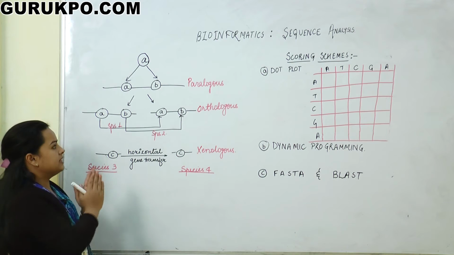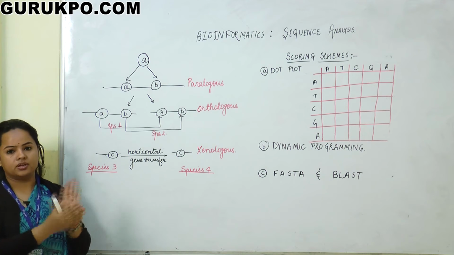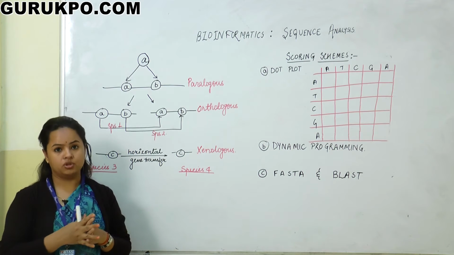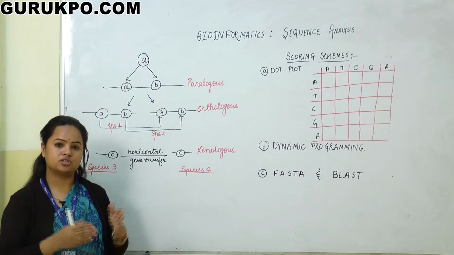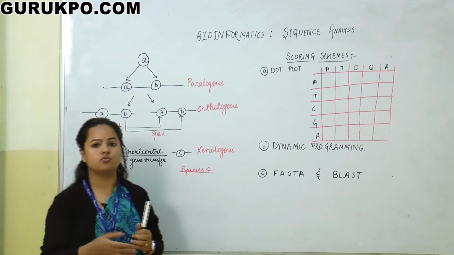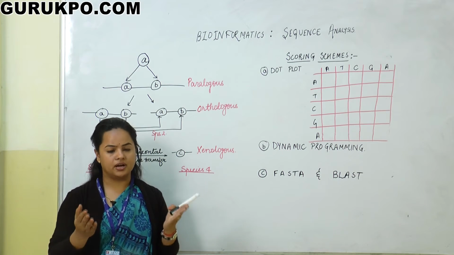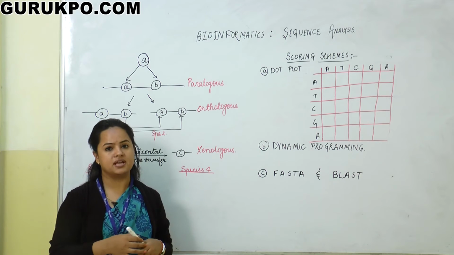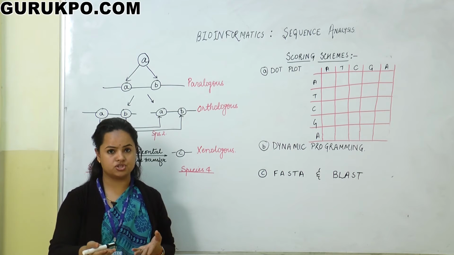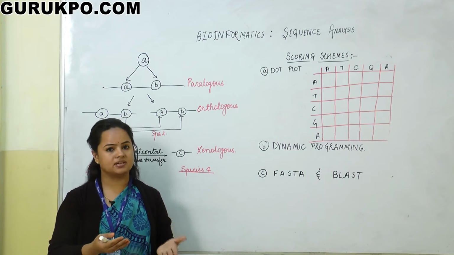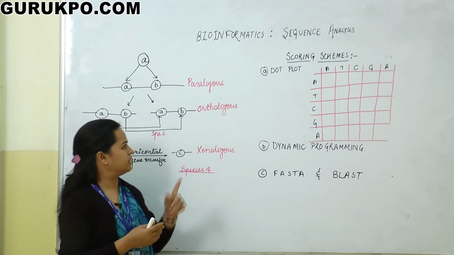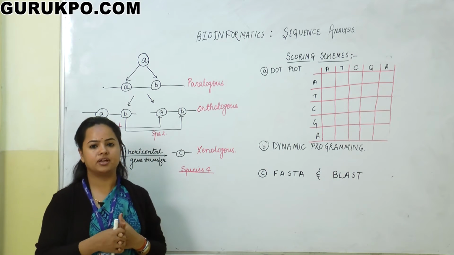After these homology studies, we have to use some scoring methods by which long sequences can be matched. For example, if we have a sequence of almost 50 to 100 nucleotides, there are chances that some nucleotides could be in a wrong position or some gaps could be inserted. So first, the dot plot method was developed.